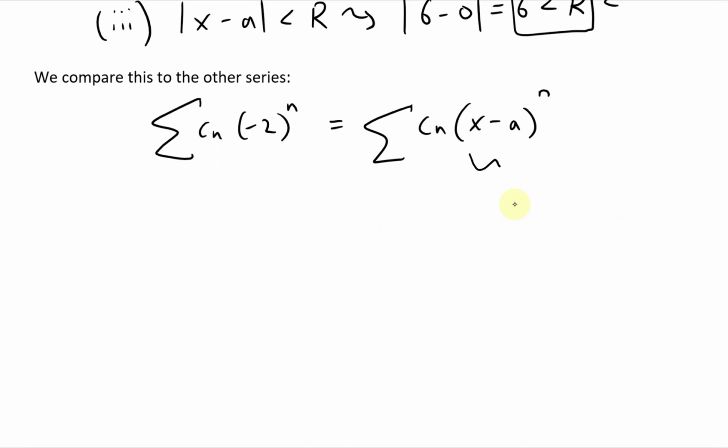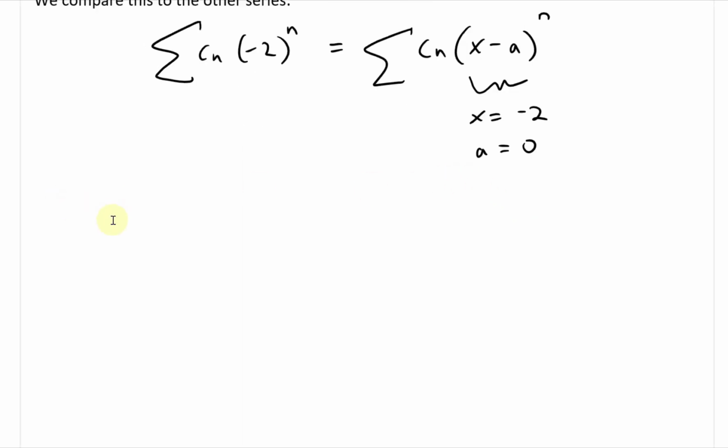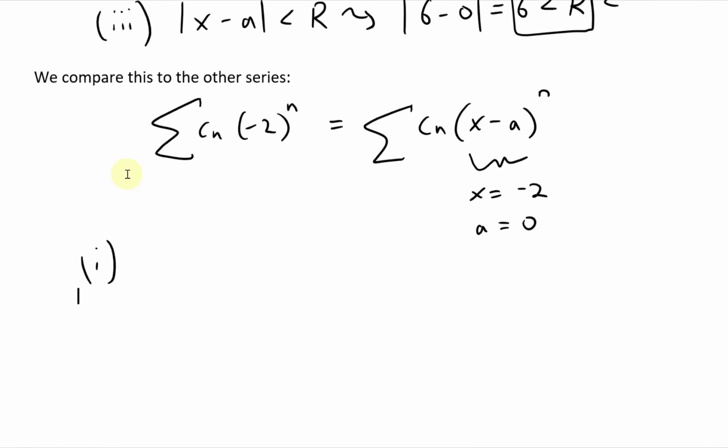Then in our case, x is equal to -2, and a is still equal to 0. Thus, it converges for three cases. So we have I. Let's write I like this. I is when x equals a, but in our case, x is not equal to a.